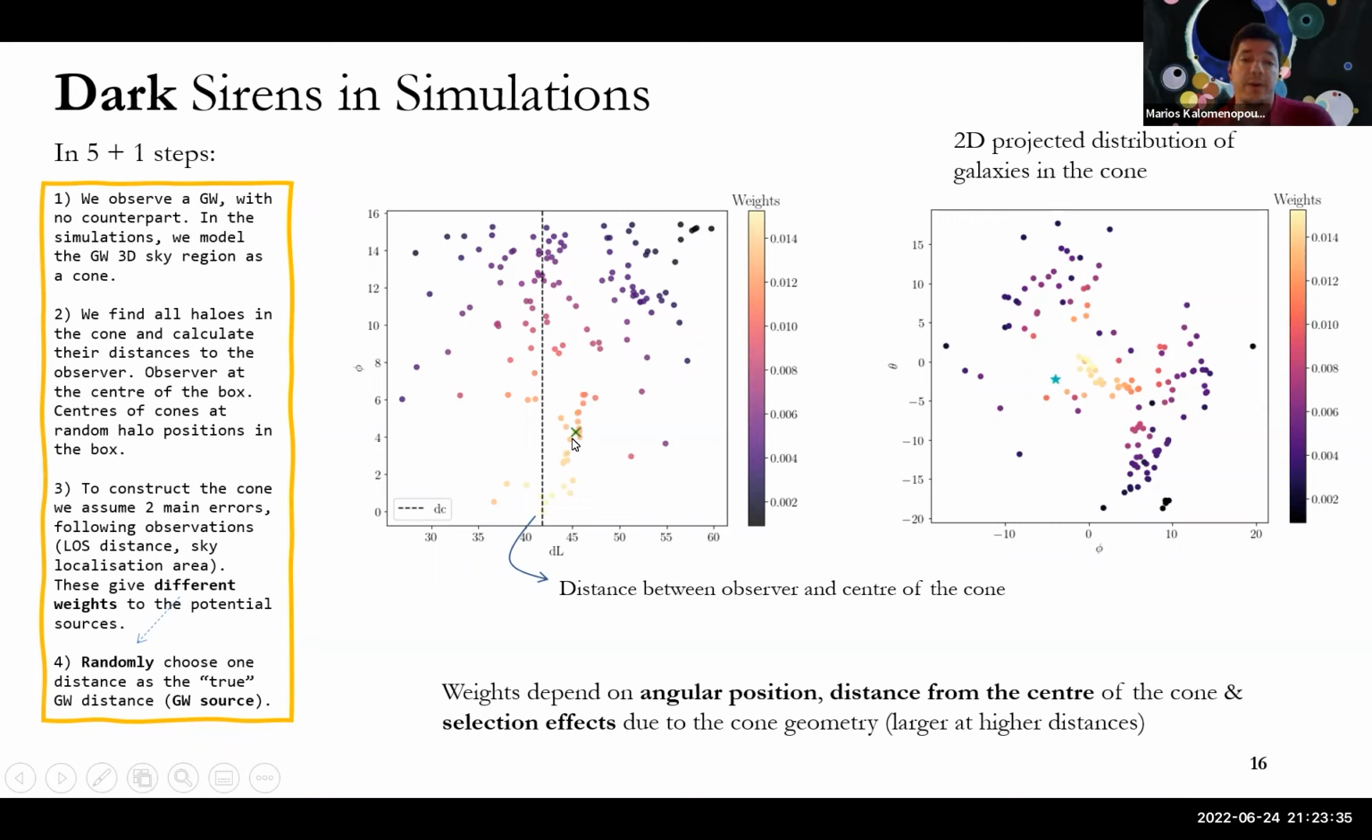At the same time, we include weights that depend on the distance from the center of the cone, which is expected to be the peak of our distance information from the gravitational wave event. This is the same example where the gravitational wave is compared to the center. This is the distance between the observer and the center of the cone. We follow a similar procedure for all the cones in the simulation, and we also consider some selection effects due to the cone geometry.